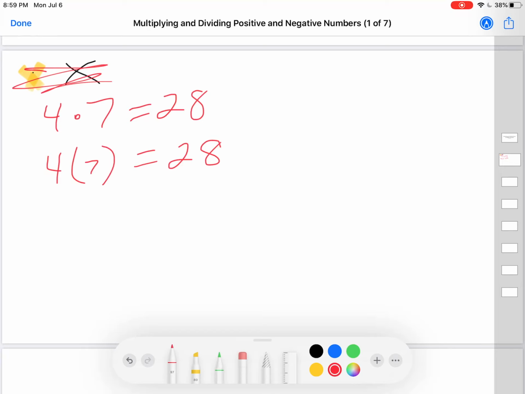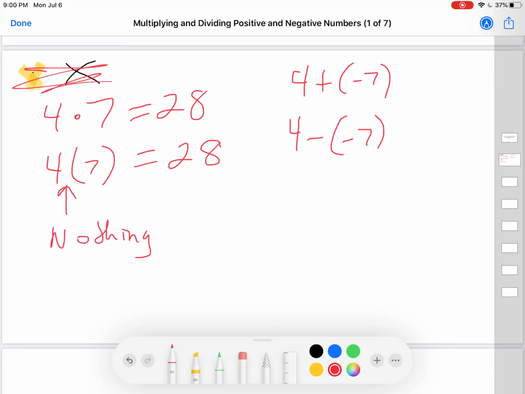4 times 7 equals 28. It is not the parentheses that indicate that this is multiplication. It is the nothing that indicates multiplication. The fact that there is nothing between the 4 and the value that follows shows that this is multiplication. So if I said 4 plus negative 7, that would mean plus. If I said 4 minus negative 7, that would be minus. If I said 4 divided by negative 7, that would be division. You can see that there's a symbol between them. If I say 4 with nothing, negative 7, that means it is multiplication.